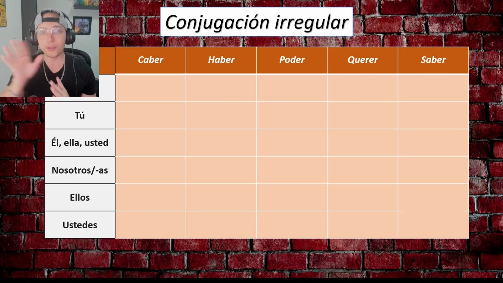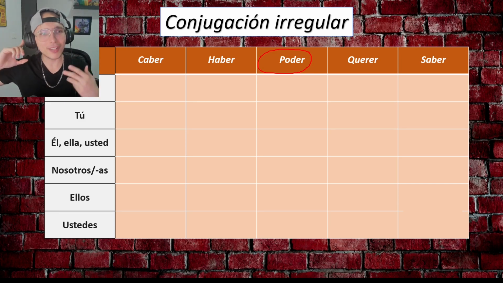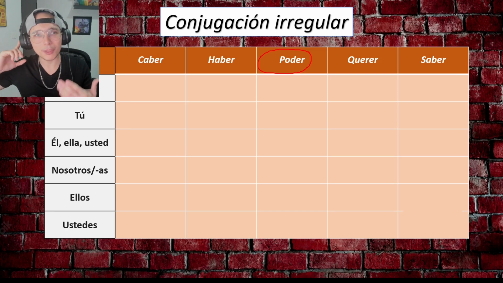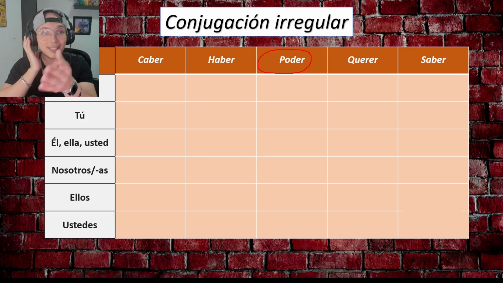For example, let's use the verb poder. If we conjugate this regularly, it will be poderé. But listen when we pronounce it fast. Poderé, poderé, poderé, poderé. So the E in the middle is lost in the pronunciation, so we just omit it.